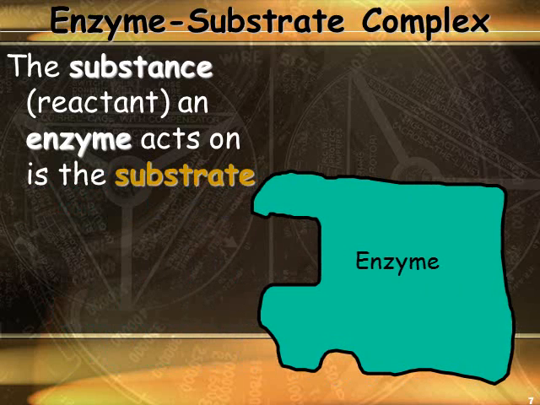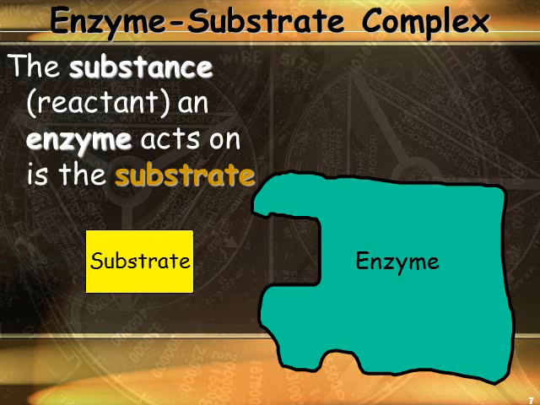So here's a nice graphic of a green enzyme, and we've got our yellow substrate, and that substrate will fit right into that square shape where it looks like it's meant to go, and then all kinds of things are going to happen to help the reaction occur.